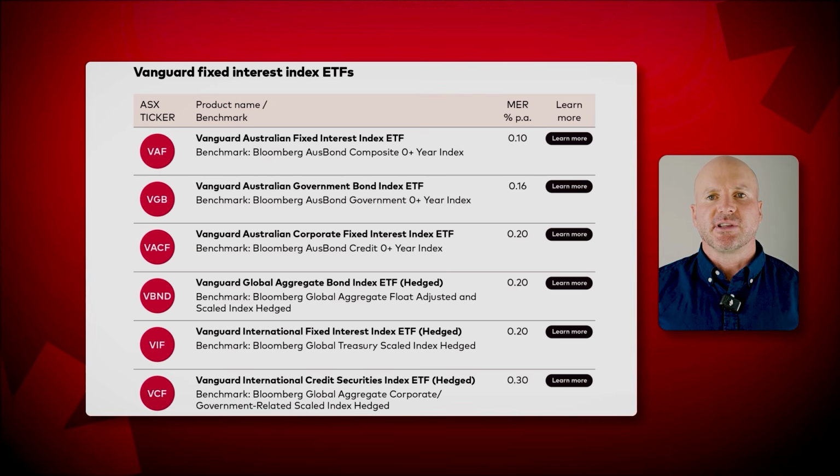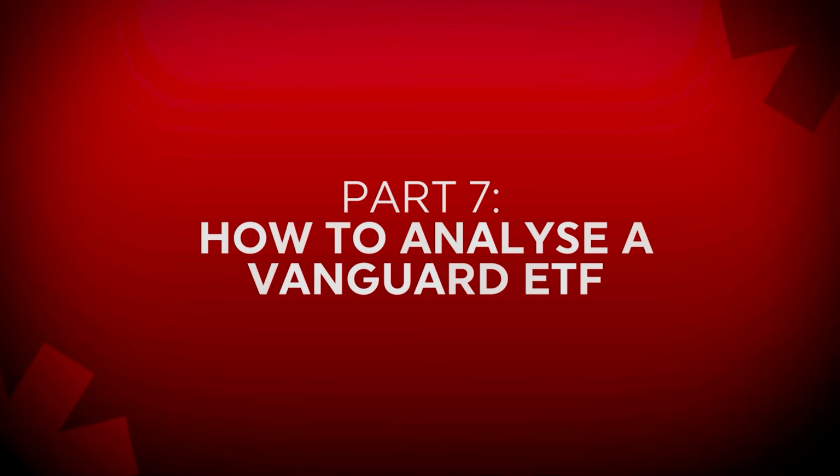Then there's fixed interest, where Vanguard has a broad range across Australian bonds, government bonds, corporate bonds, international bonds, ethical bonds, and international credit. The key point is that not all bonds are the same. Government bonds behave differently to corporate credit, Australian bonds behave differently to global bonds, and things like duration and hedging matter. So with fixed interest ETFs, the benchmark is especially important because that tells you exactly what kind of bond exposure you're getting.